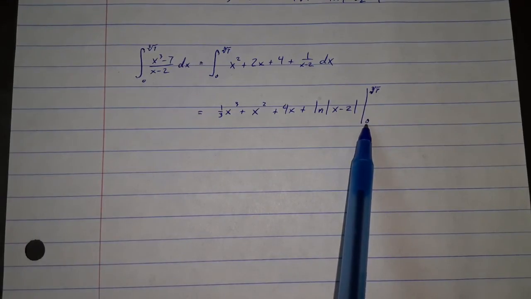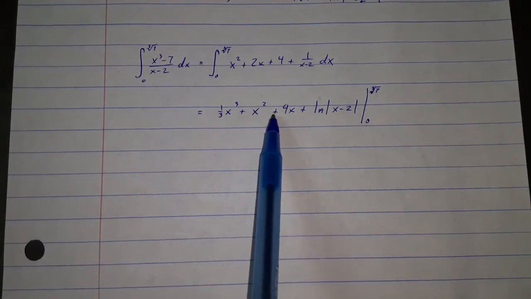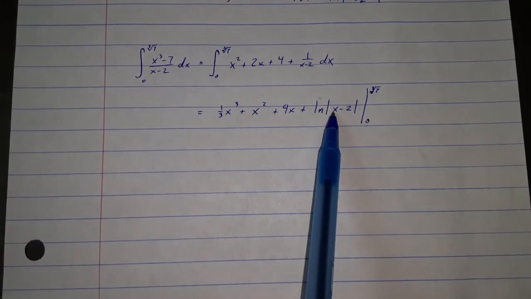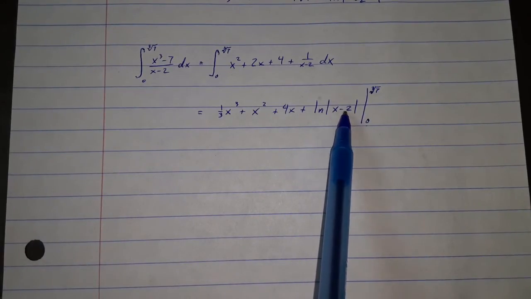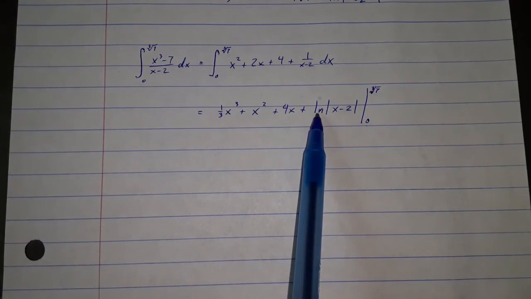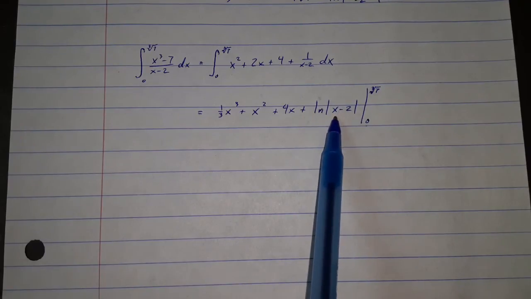And when we substitute the 0 in, we're going to see that these first 3 terms are disappearing. This one doesn't disappear. You're going to get 0 minus 2, so you're going to take the log of 2 because we're taking the absolute value.